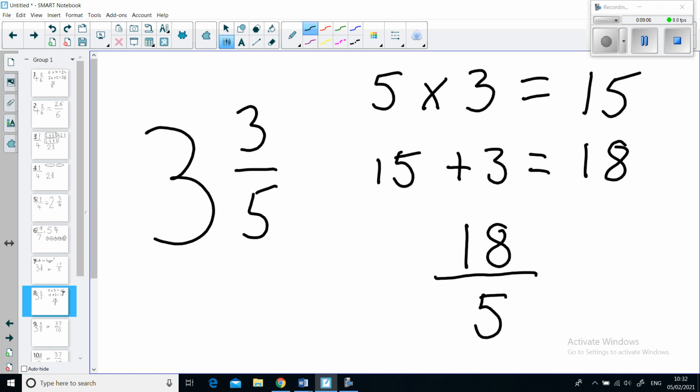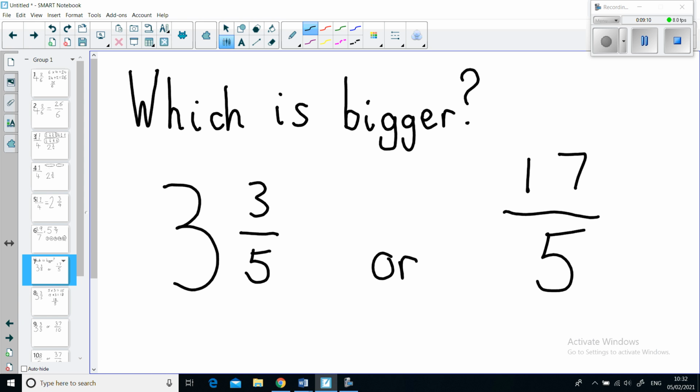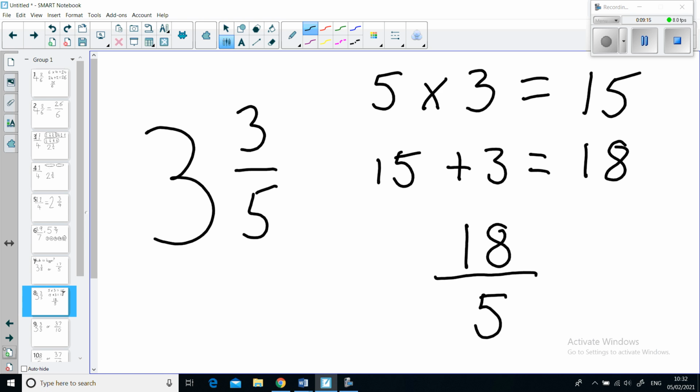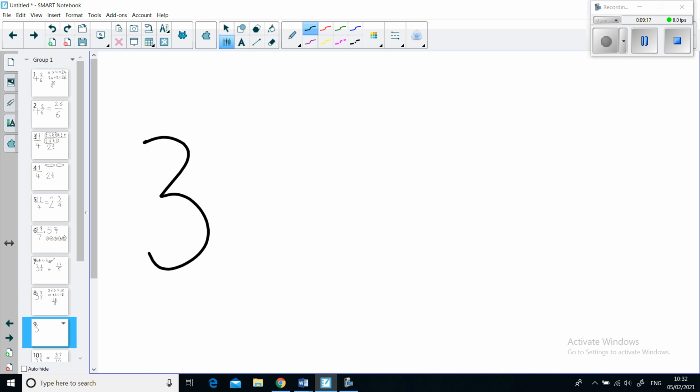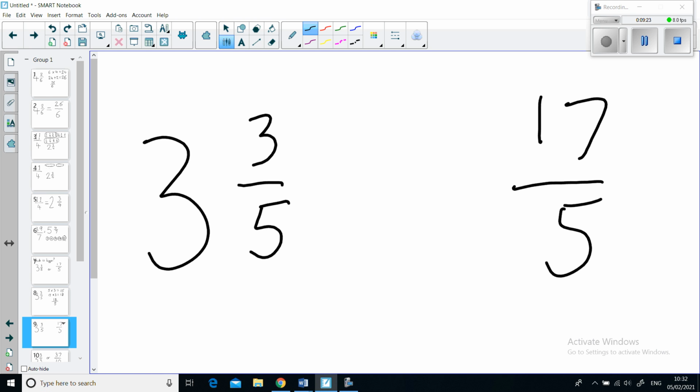Okay, so which is bigger, 18/5 or 17/5? We know, of course, that our 3 3/5, and I'll write it again for you. So we've got 17/5. So we know this is 18/5. So this is clearly going to be bigger. So our crocodile will always eat the bigger number. Okay, so we can now compare the two because we put it as the same improper fraction.